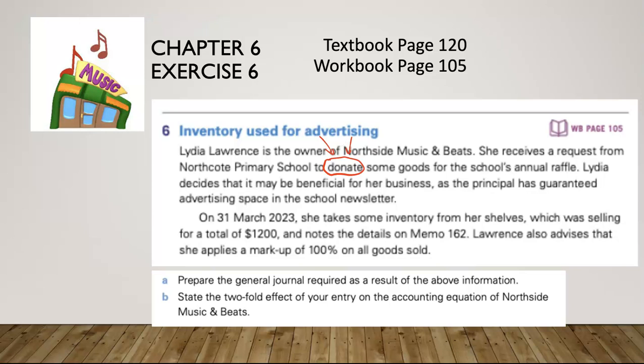We now have the information on 31st of March 2023. She's taken some inventory from her shelves, which was selling for $1,200. She notes the details on memo 162, and there was a markup of 100%. That means my selling price equals $1,200, but more importantly for me, my cost price equaled $600. Because we know if we see 100% as a markup, it's a really simple one. We halve it if we have our selling price to get our cost price. We double our cost price to get our selling price. We need to prepare the general journal and then think about the twofold effect on my accounting equation.